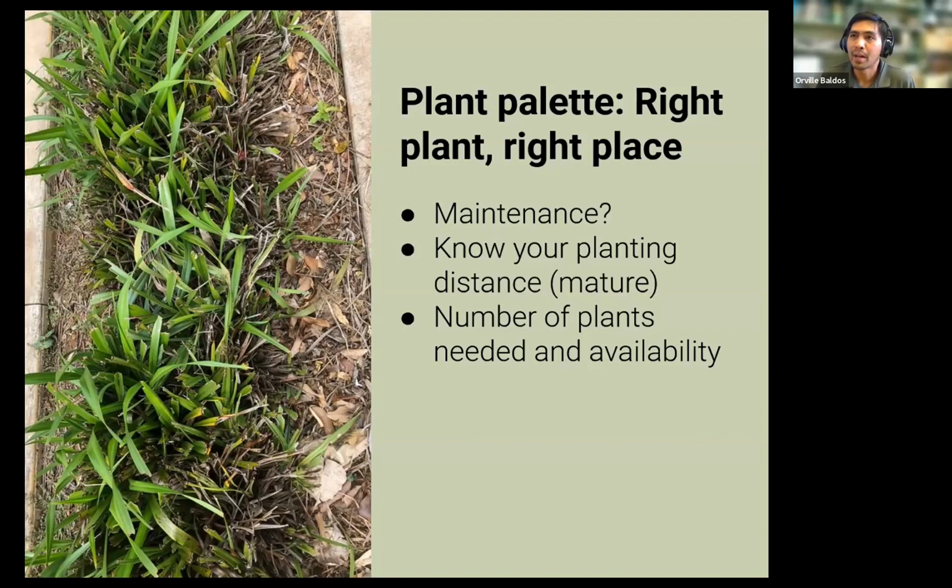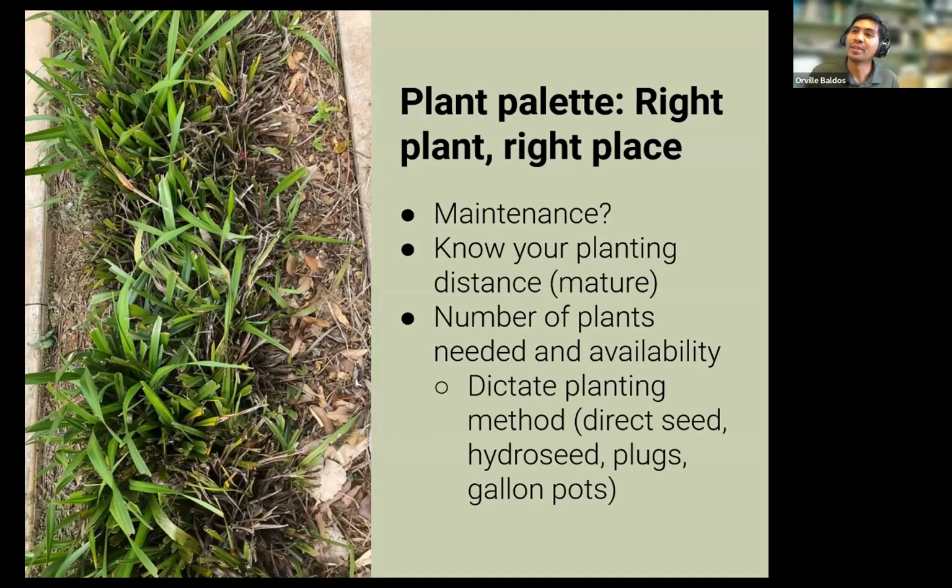Also take a look at the number of plants needed in a particular design, and also availability. I know there's an upcoming webinar that talks about propagation. Some plants may not be as available. So when you're speccing out plants in a design, make sure that that particular plant is available, because there are cases where landscape architects spec out certain plants at a certain size, but the nurseries don't carry them. So think about that.